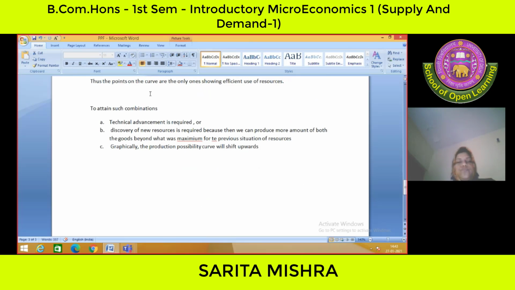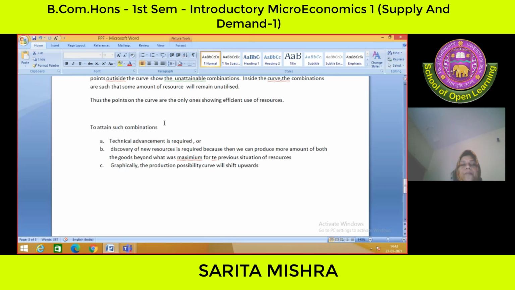Now, to attain these combinations outside the production possibility frontier, what you can do is first technical advancement, then discovery of new resources.